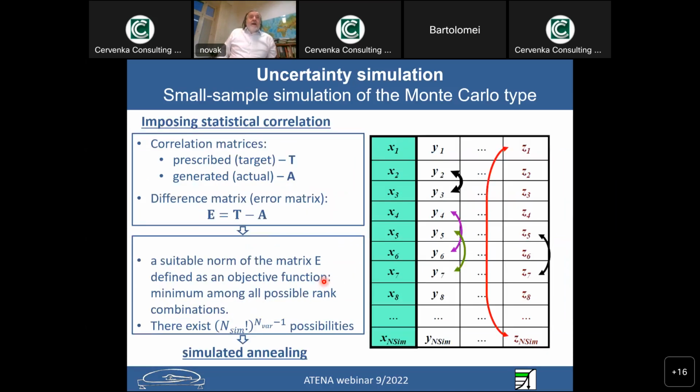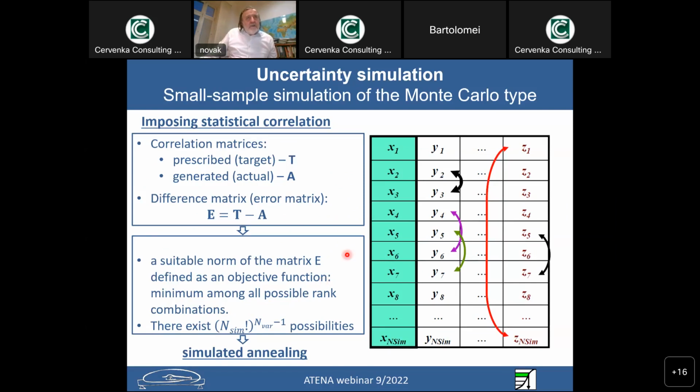Well, in our case, when we work, for example, with concrete properties, compressive strength, tensile strength, fracture energy, modulus of elasticity, these quantities are statistically correlated with some prescribed correlation coefficients, right? And we have to impose this statistical correlation, otherwise we are wrong. We are not reproducing nature, right?